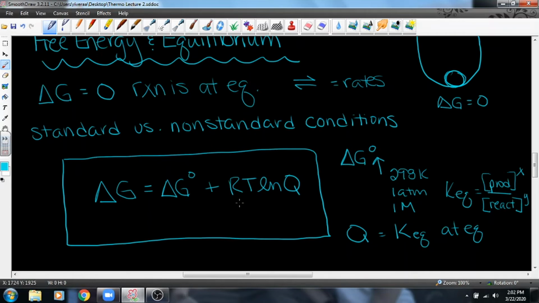So this R is your energy R. Remember your 8.314 joules per mole Kelvin.